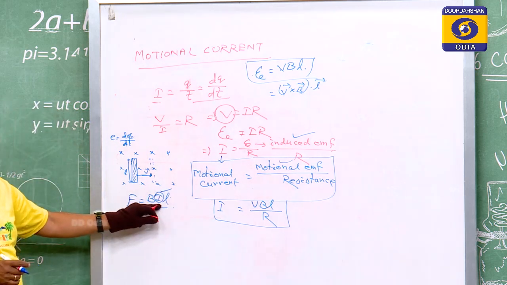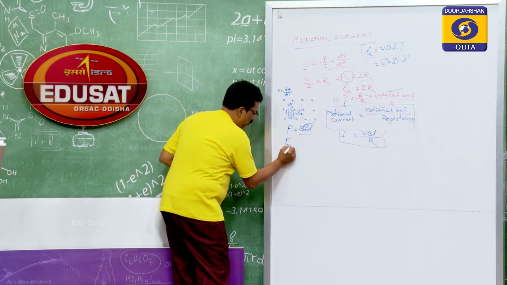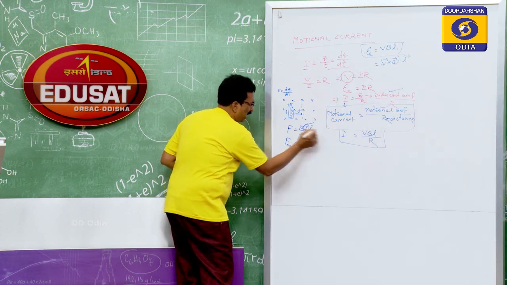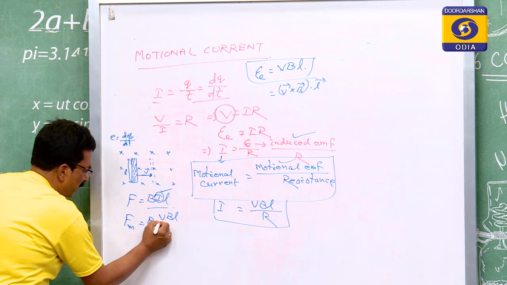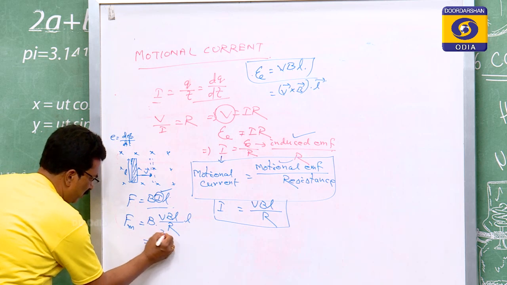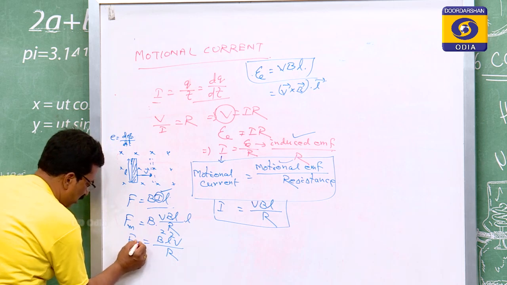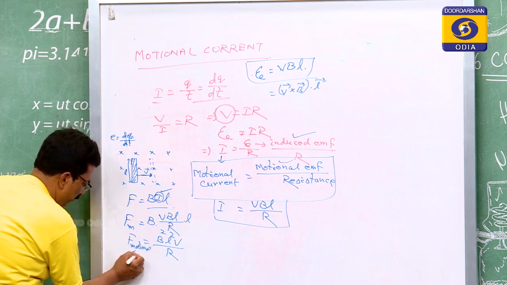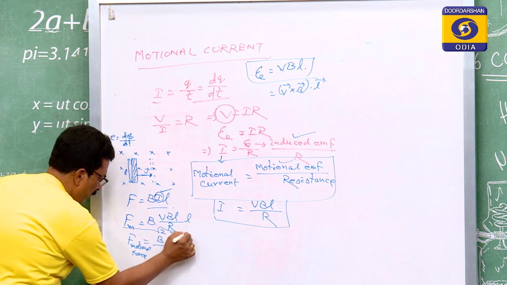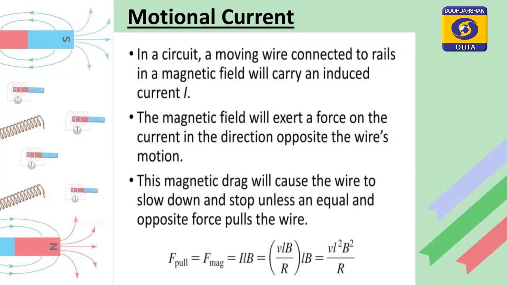If the motional current is I, then what will be the motional force? This motional force equals B I L, which equals B V L by R into L. That equals B square L square V by R, which is the motional force. You see, F equals L square B square V by R, that is the motional force.